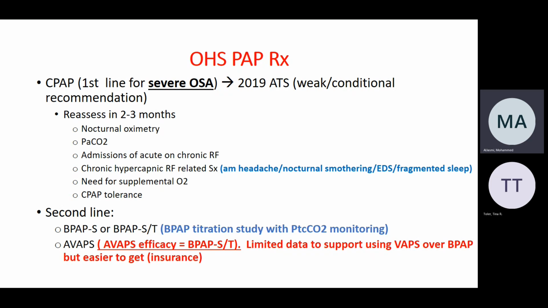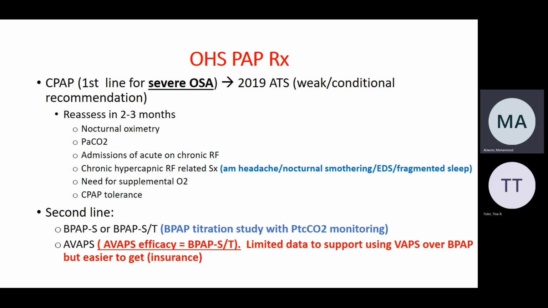So for severe sleep apnea and OHS, you start with CPAP. And the most recent recommendation is still weak, conditional, but this is what we have to go by, especially with the 2019 ATS statement about obesity hypoventilation.